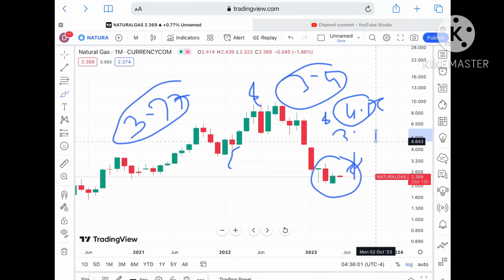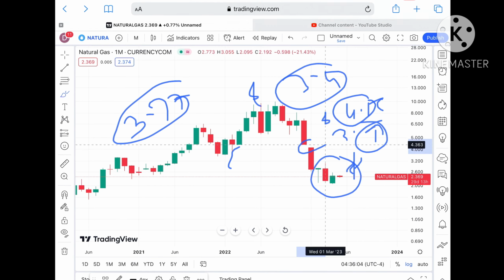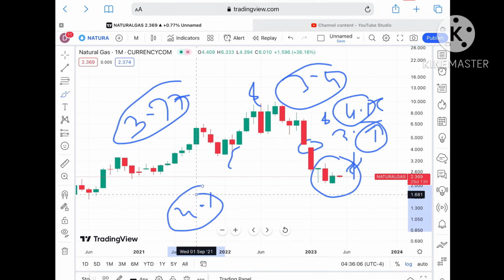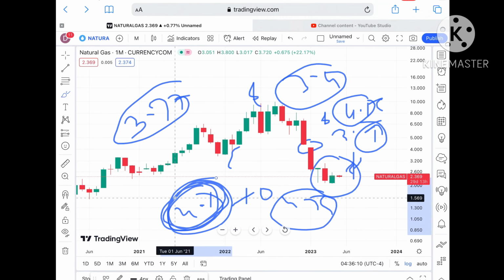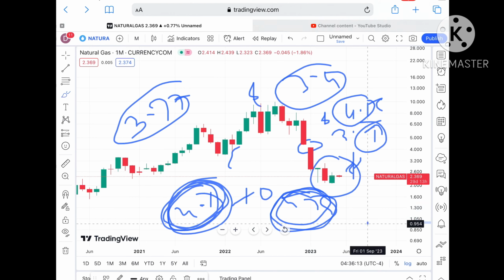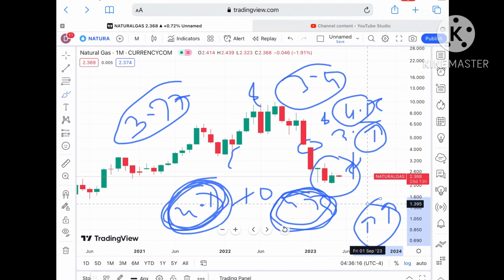If the price moves above that level, then we can see it can go further upside because the gap is pending at a level of 4.1 to 4.35. Okay, if the price comes towards 4.1, the chances of touching 4.35 are on the higher side, and it can go further upside if the price sustains.